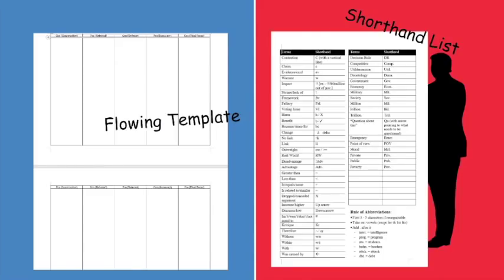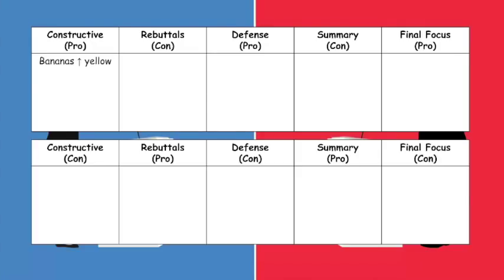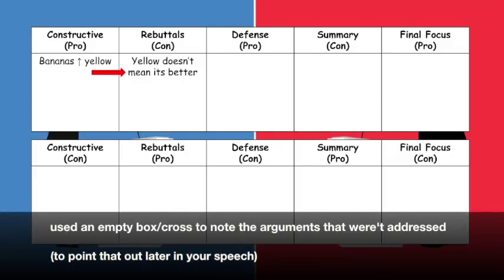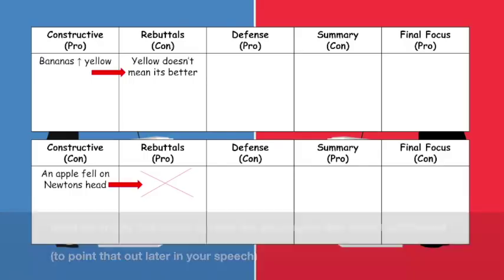A few examples of the most basic flowing techniques include the arrow and the giant X. As you can see here, an arrow is needed to connect the constructive claim with the rebuttal to make sure that you know which claim is connecting to which. If a claim is not addressed, simply draw a giant X to remember that this point was dropped. Now that we've gone over all the basics, it's time to see some action.